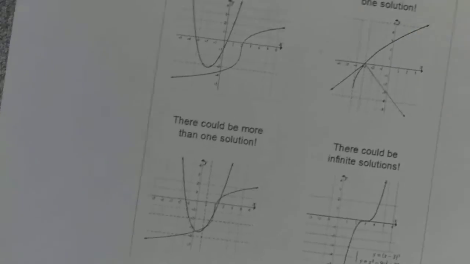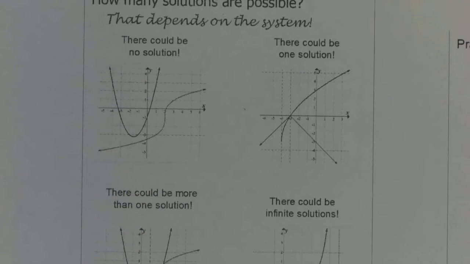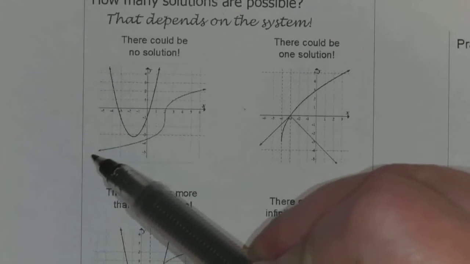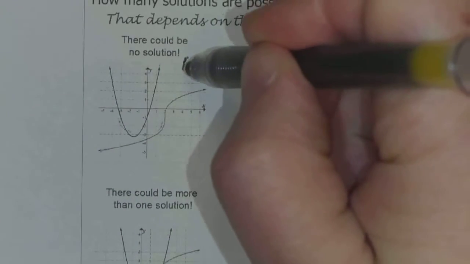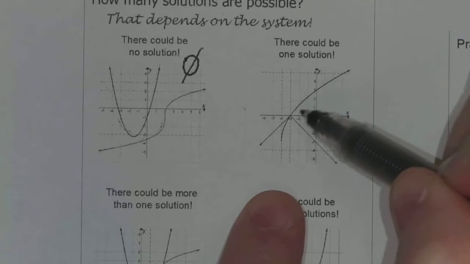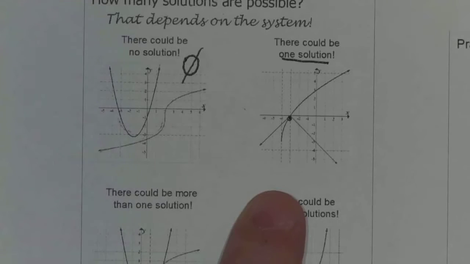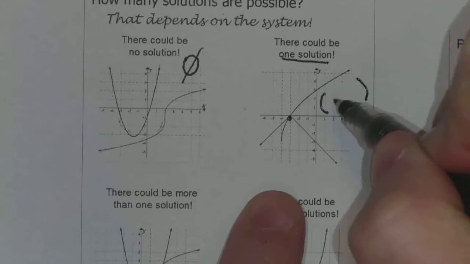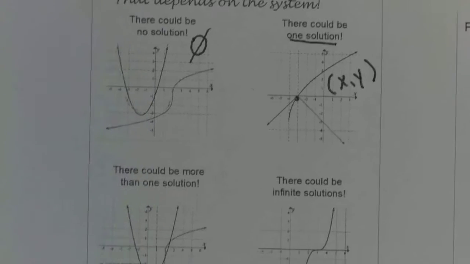So when we use graphing to solve a system of equations, we have different kinds of answers that can happen. The first thing that could happen is the graphs don't intersect at all. When that happens, that would be no solution. In math, we represent no solution with the empty set. Over here on this graph, these intersect in one solution, one exact solution. We would give that solution as an ordered pair, an x comma y value.